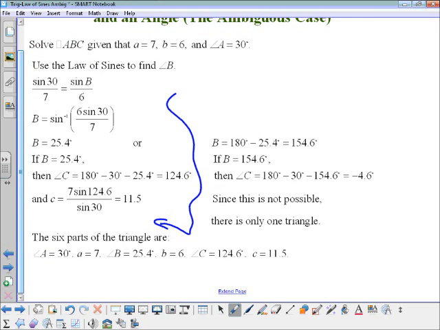They automatically check for that second angle. So if this is B1, they're checking for B2 by subtracting B1. Then, once you know B2, 154, they find angle C2 by subtracting the three angles from 180. And notice they got a negative number. So that means the second triangle is not possible. Okay, so there is only one triangle. So you could do that every single time.